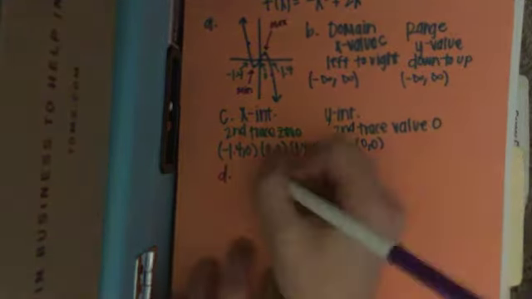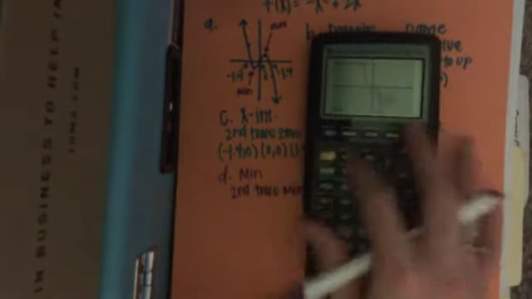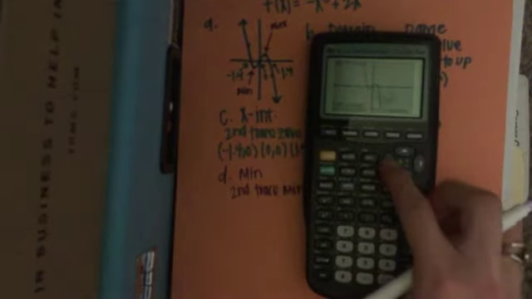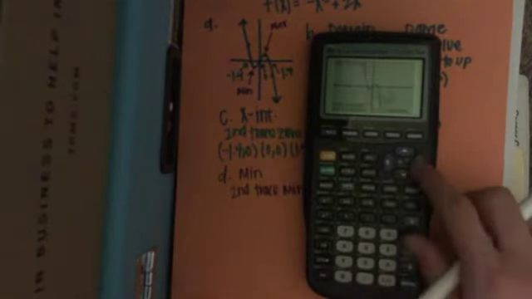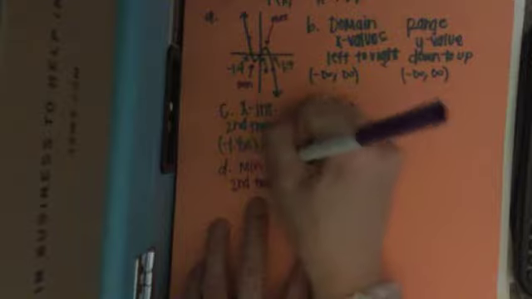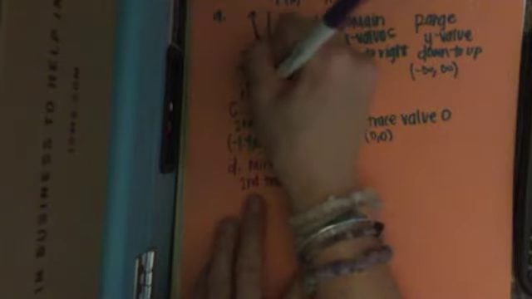In the calculator, let's find the minimum first. This is going to be second trace min. You use second trace a lot. So second trace minimum has to be to the left of that. Then it has to be to the right of that. Guess. And so that's -0.8, -1. And let's just label that. So -0.8, -1.